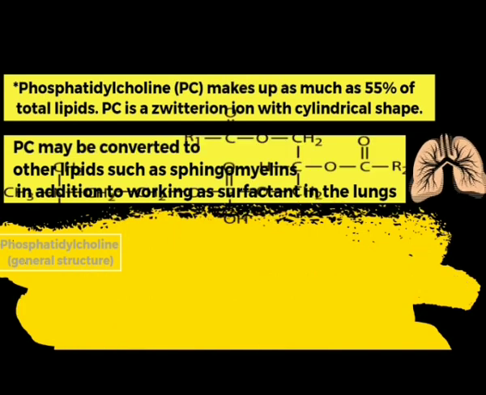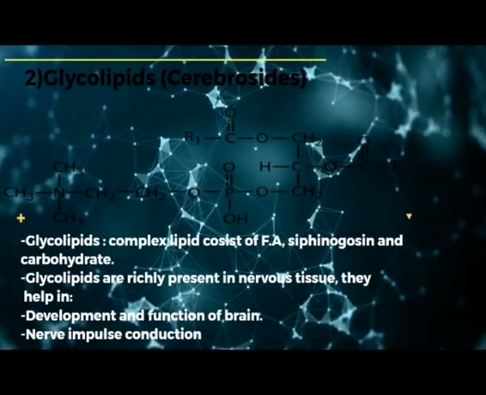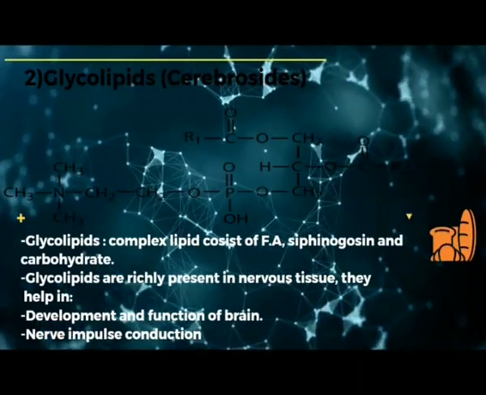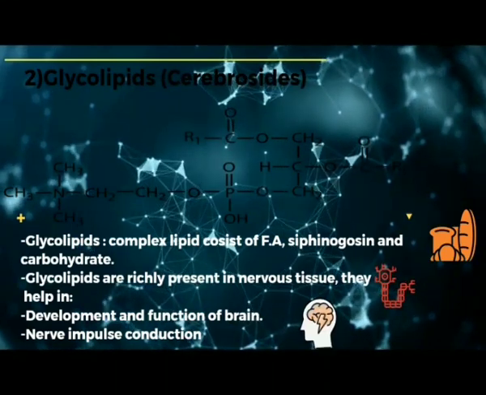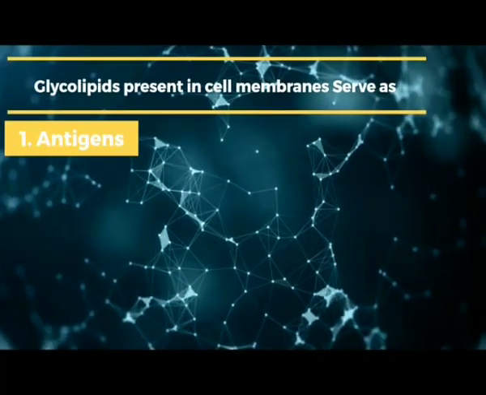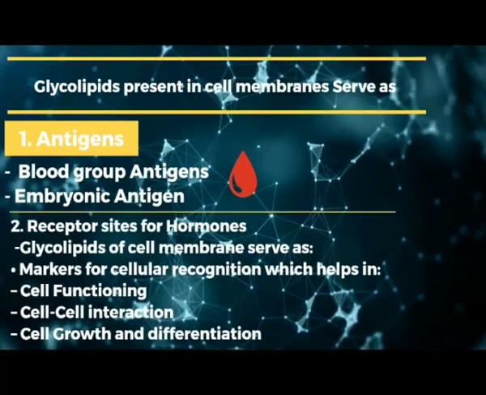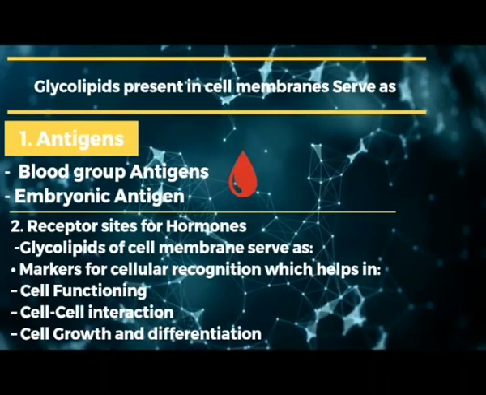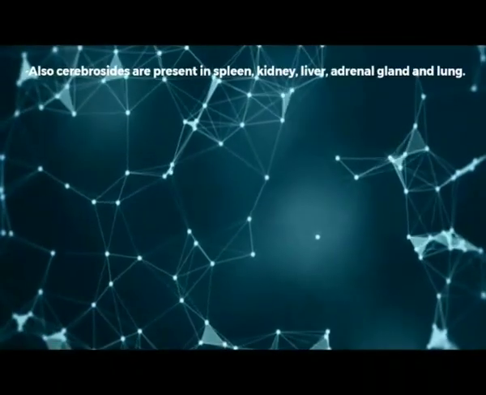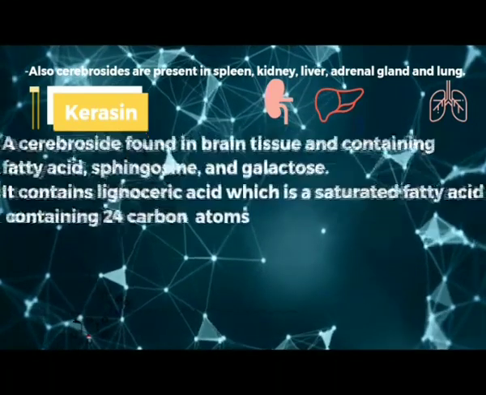Glycolipids. Cerebrosides. Glycolipids are complex lipids consisting of fatty acid, sphingosine, and carbohydrate. Glycolipids are richly present in nervous tissue. They help in development and function of the brain, nerve, and impulse conduction. Glycolipids present in the cell membrane serve as antigens: blood group antigens, embryonic antigen, receptor sites for hormones. Glycolipids of the cell membrane serve as markers for cellular recognition, which helps in cell functioning, cell-cell interaction, cell growth, and differentiation. Also, cerebrosides are present in spleen, kidney, liver, adrenal gland, and lung.